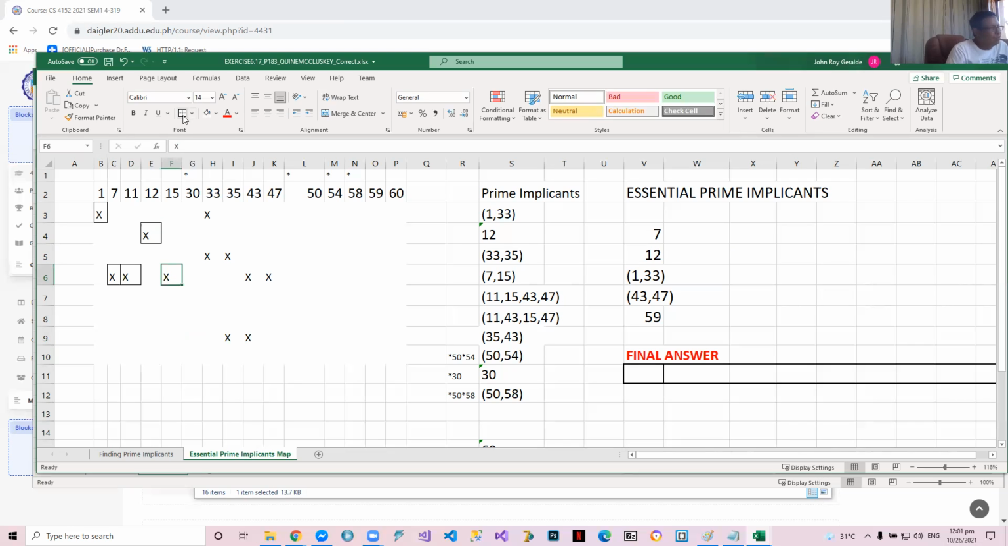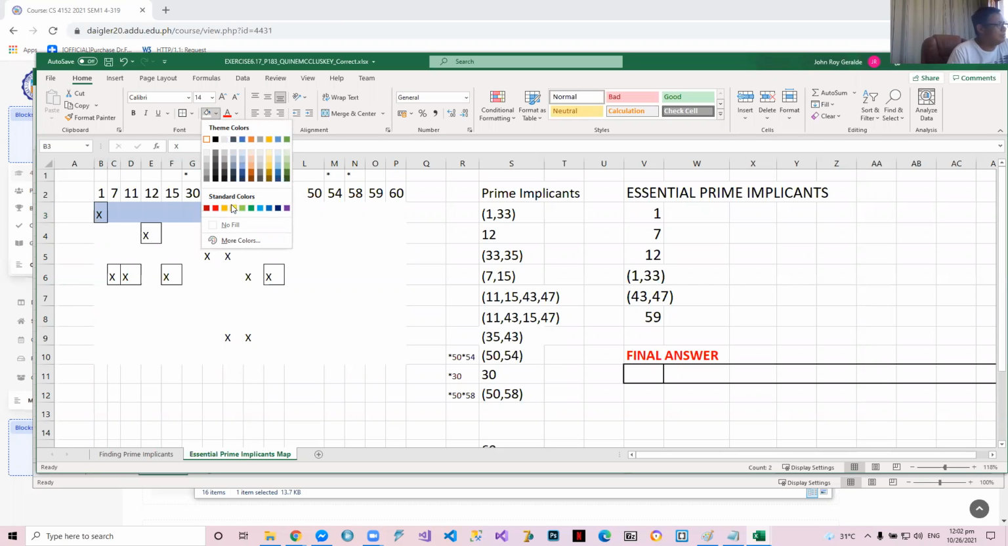Tama ba ako? Columns with one X. This, dalawa sila eh. Dito, dalawa sila. And then here, mag-isa lang siya. Do you follow? So what are the essential prime implicants? We have 1. Dati hindi natin nasali ang 1, no? 1, 7, and we haven't included 11. Not yet. Let's not do that because we will color the lines that are covered. Color natin yung lines na covered.